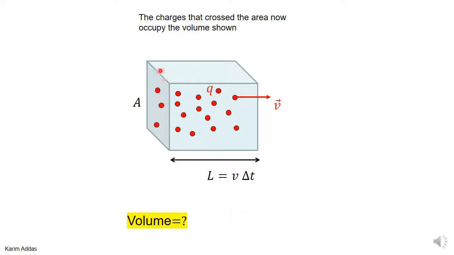Now, what is the volume of this shape? In this part of the problem, we're trying to find the current, assuming that the charges are going perpendicular. The velocity is perpendicular to the area. We're going to see how this changes when the charges go at some angle later on, but for now we're assuming that the charges are going perpendicular. So this volume is just a simple rectangular volume, and the volume is just the area times the length. So you get this for the volume. This is the volume of this region.